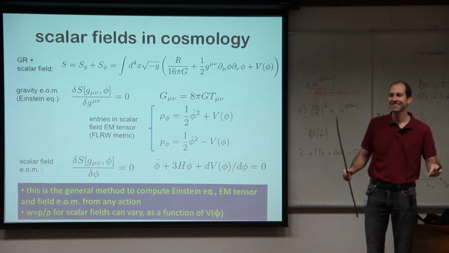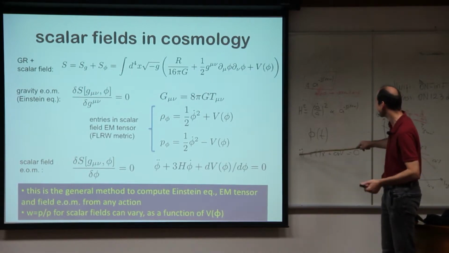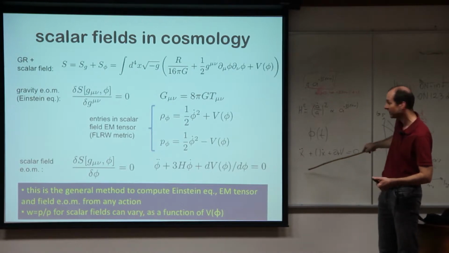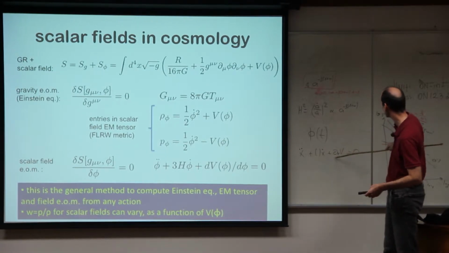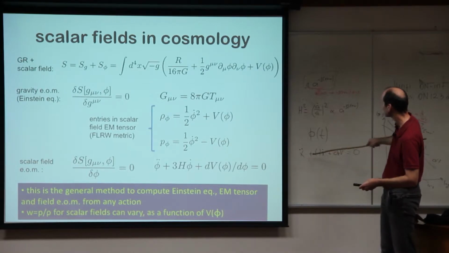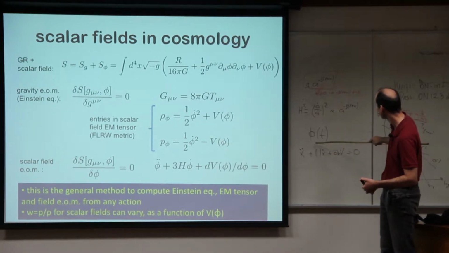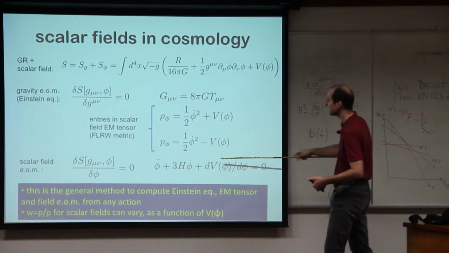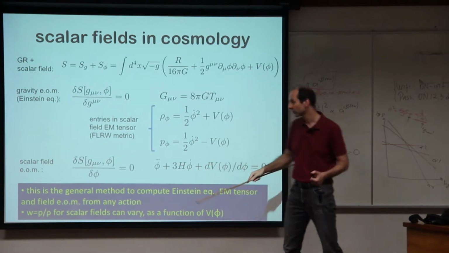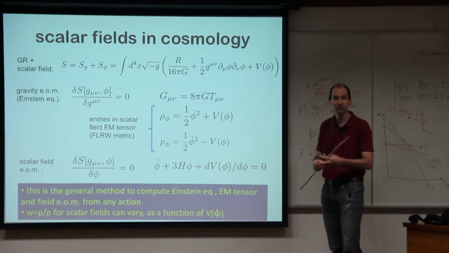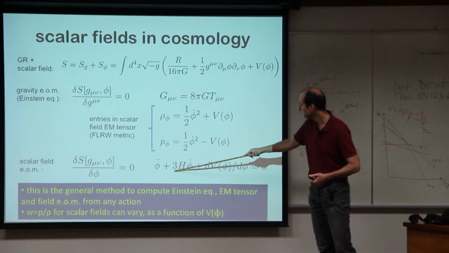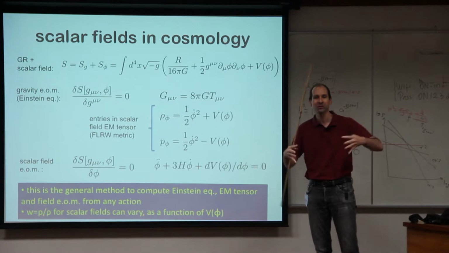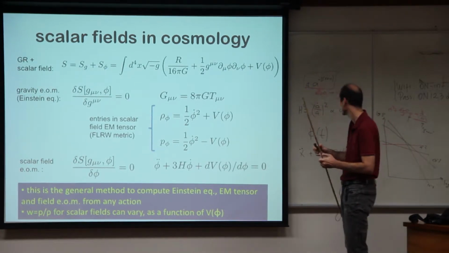This is just a normal equation of motion for a particle that is in a potential. The gradient of the potential accelerates the particle, and this here is a friction term. And so the field here in the homogeneous limit follows exactly the same equation of motion as a particle in a potential, and the expansion of the universe acts as a friction, because as the universe expands, the particle can slow down in its time evolution.